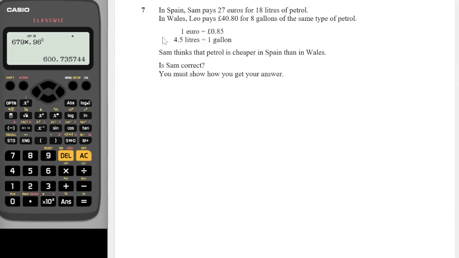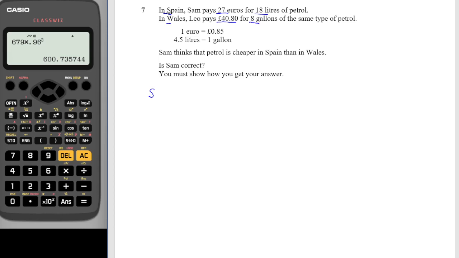Okay, question 7. In Spain, Sam pays €27 for 18 litres of petrol. In Wales, Leo pays £40.80 for 8 gallons. We're given our conversion rates. Sam thinks petrol is cheaper in Spain than in Wales. Is Sam correct? So I'm going to have to do 2 conversions here, whichever way round. I'm going to plan ahead. So I'm going to convert them both into pounds per litre.